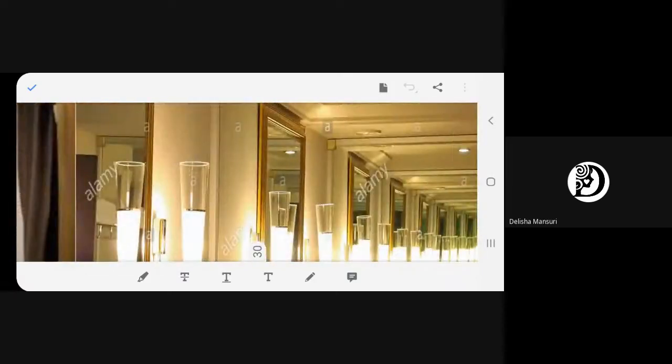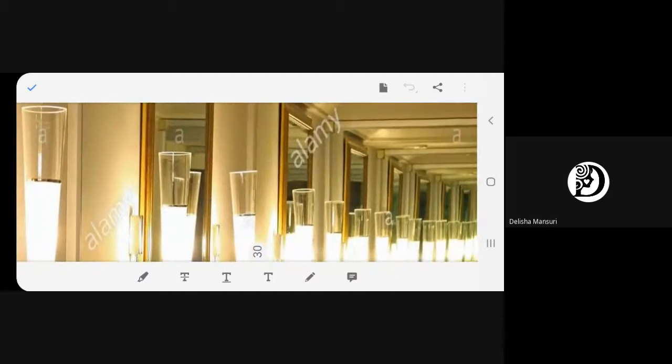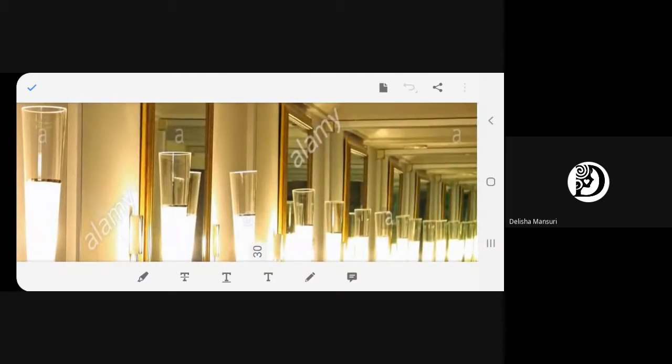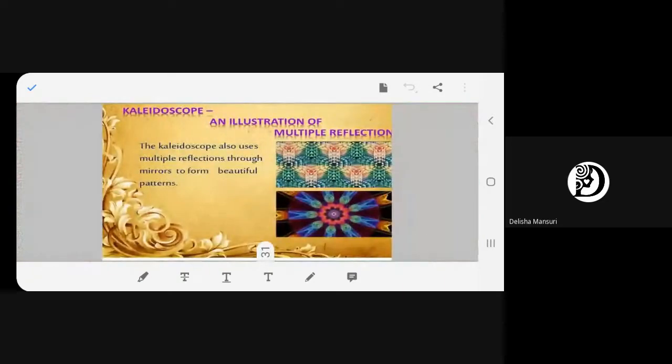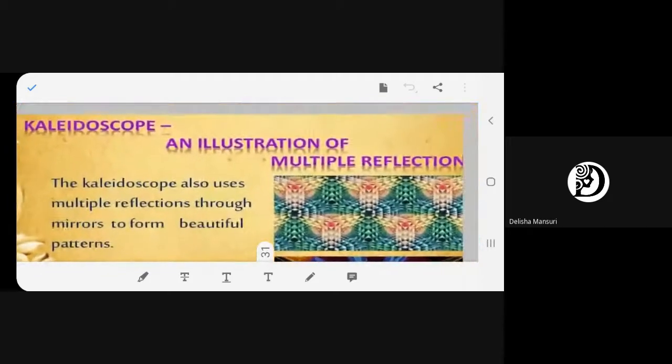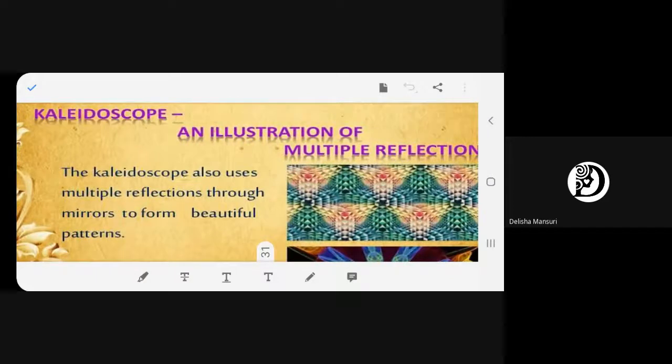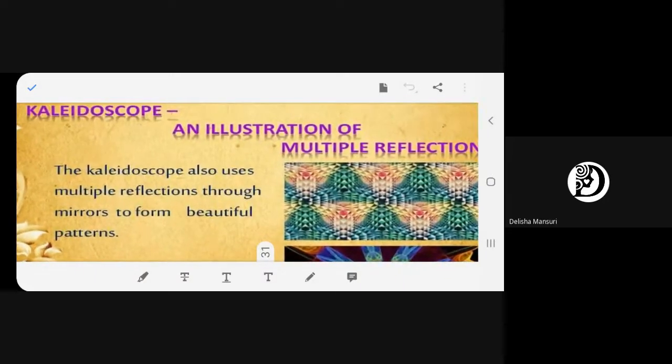Okay? Same thing you can see over here. Got it? These are all multiple reflections. Now we are going to work on this multiple reflection. There's a device that is known as kaleidoscope. It's an example of multiple reflection.